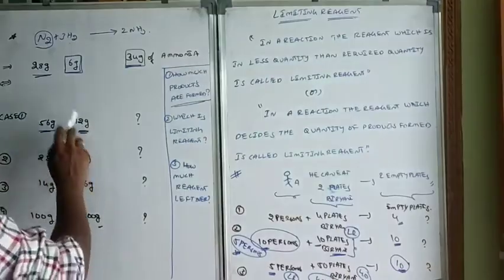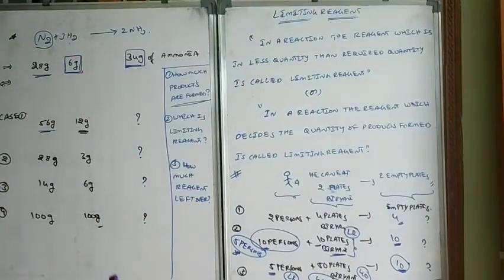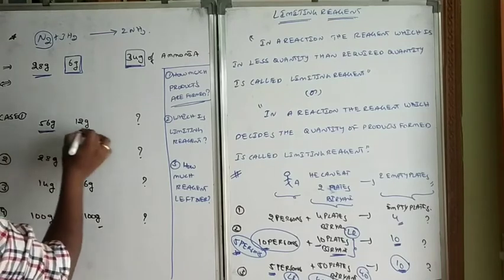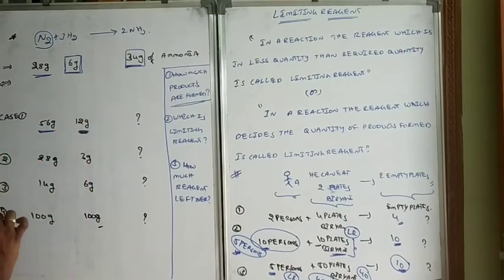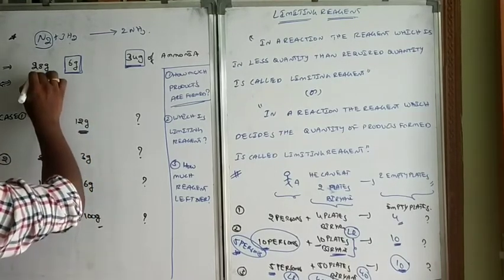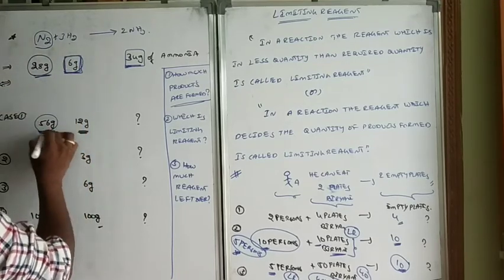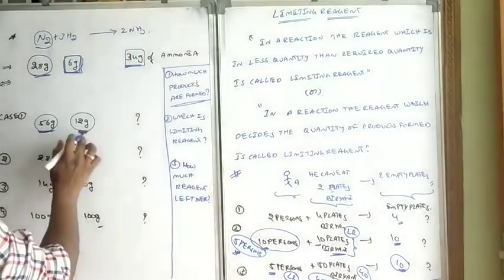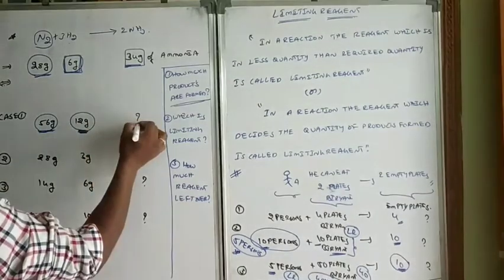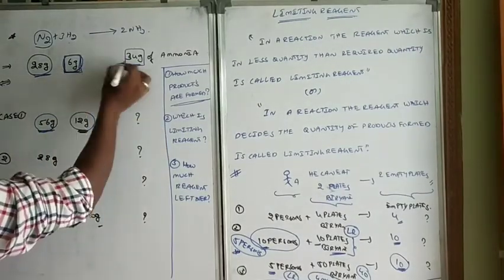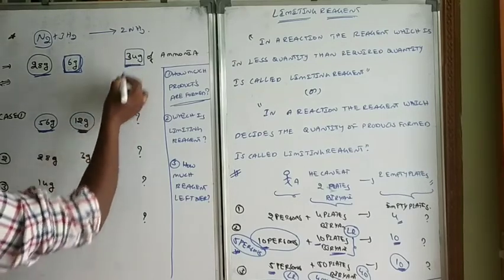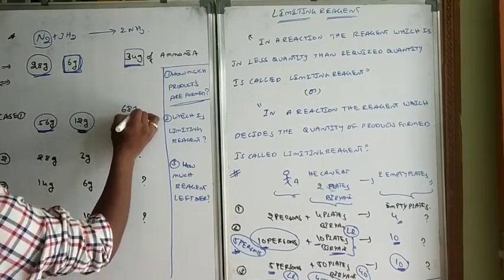Whatever weights they give you, you have to compare with the stoichiometric equation. So let us see, 56 grams of nitrogen is reacting with 12 grams of hydrogen. So that means same only, right? 28 grams react with 6 grams, so 56 grams can react with 12 grams. So there is no limiting reagent. So how much product is formed? 6 grams produce 34 grams, so 12 grams will produce 68 grams.